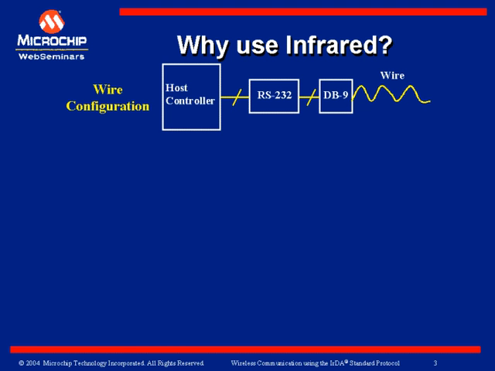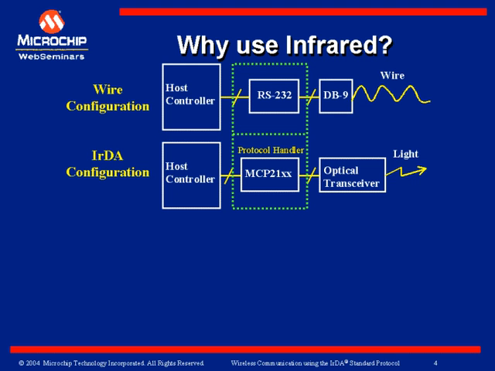In a typical embedded system application, the interface to the outside world is a serial cable. The embedded application will have a host controller, an RS-232 line driver, and a DB9 connector, and then the serial cable. Microchip's protocol handler device allows an analogous visualization. Here, the RS-232 line driver is replaced by the MCP21XX protocol handler. The DB9 connector is replaced by the optical transceiver circuitry, and the serial cable is replaced by light.